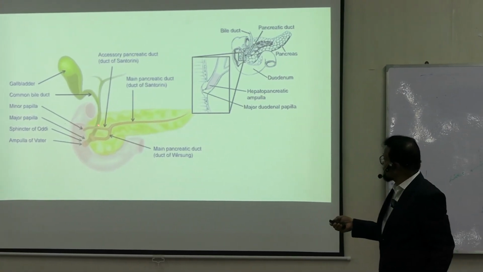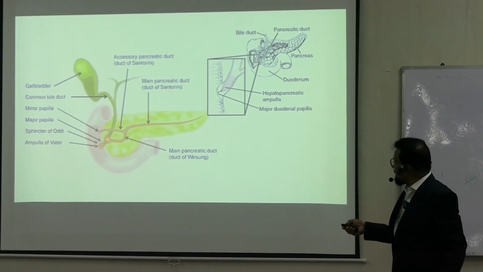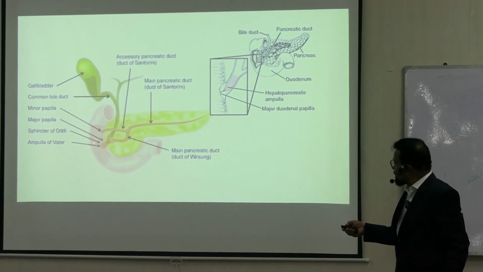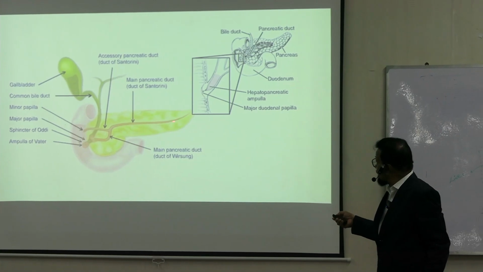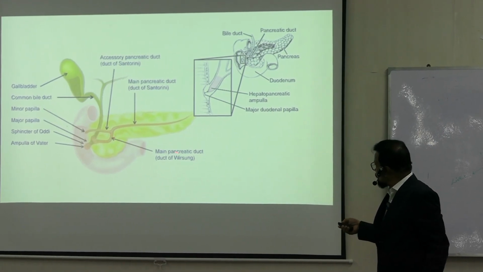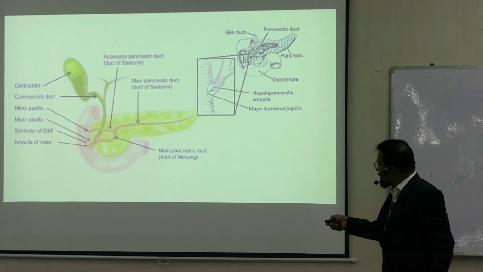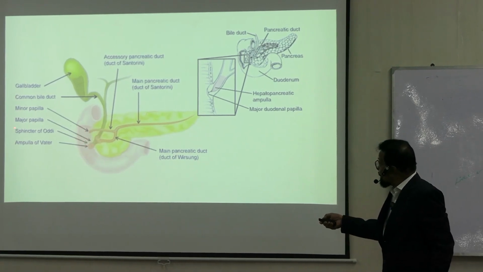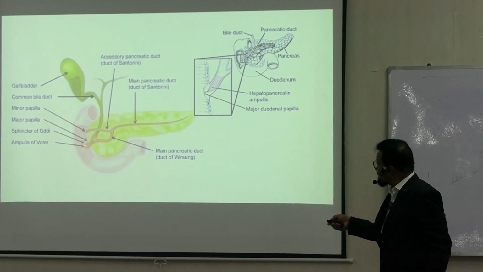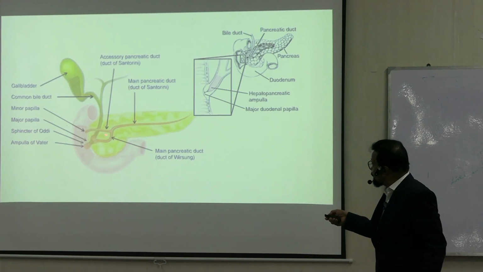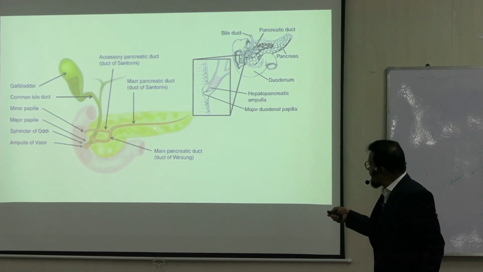This is the pancreatic duct. Here it will be divided. One part will go there. This is the main pancreatic duct. Through the duct of Wirsung, it is entering the duodenum. Through a sphincter, the sphincter of Oddi, and this inflated part is called the ampulla of Vater. So through this ampulla of Vater, the pancreatic juice will be entering the duodenum.